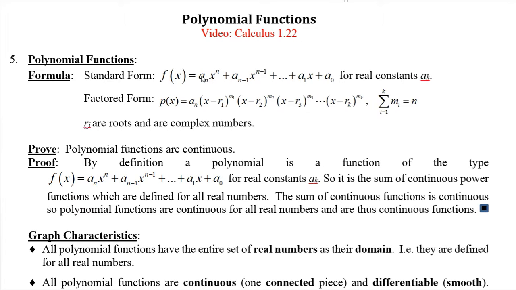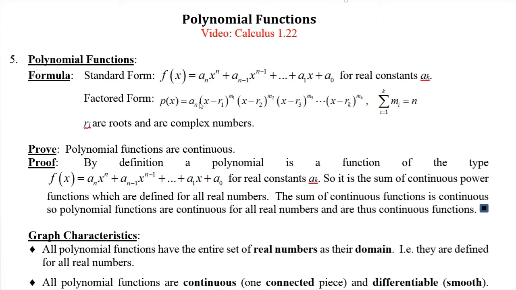If this first a is not 0, then this is called the leading term, and that a sub n is called the leading coefficient. n is called the degree of that polynomial. This last term, the constant term, is going to be the y-coordinate of the y-intercept, because if you plug in x is 0, all these go away.